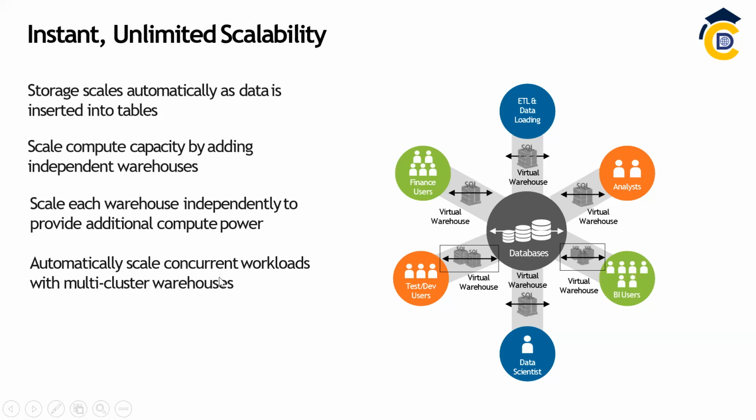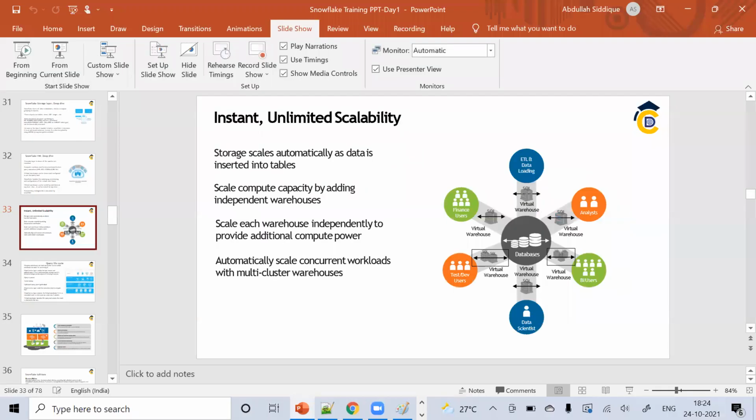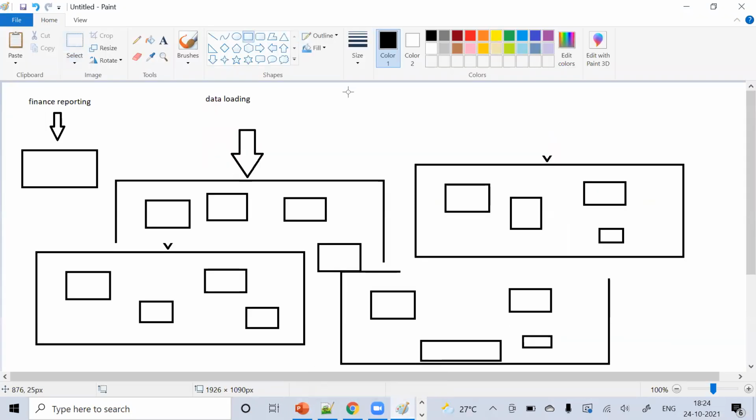Then, automatically scale concurrent workloads in multi-cluster warehouses. So basically what we understand from here is that when there is concurrency happening, for example, let's consider this and say I have some queries coming in. These are my queues, my queries are coming here. They are coming in a queue and waiting for their turn. Say I have only 2 clusters and medium sized. I have configured them like this.